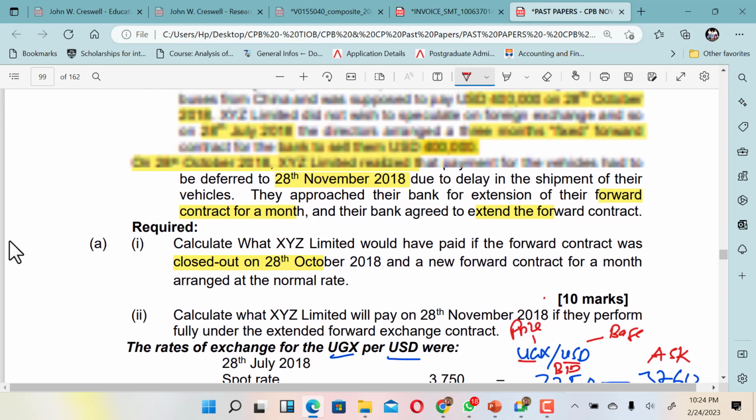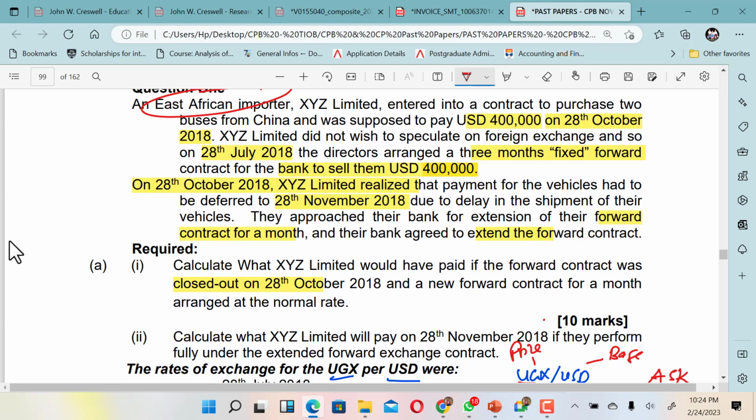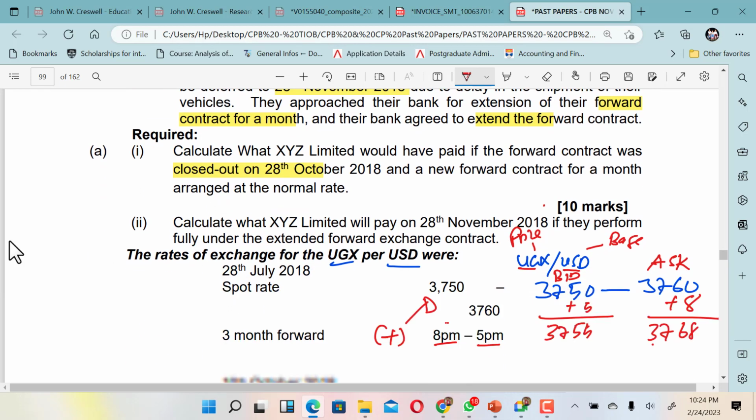In the question, it is clearly stated that XYZ Limited wants to buy. That means the bank is going to sell. Therefore, if XYZ wants to buy, the bank is going to use the selling rate. Therefore, the rate of interest here is this one and not this one. So I can even cross this one. I don't need this. This is my rate of interest.